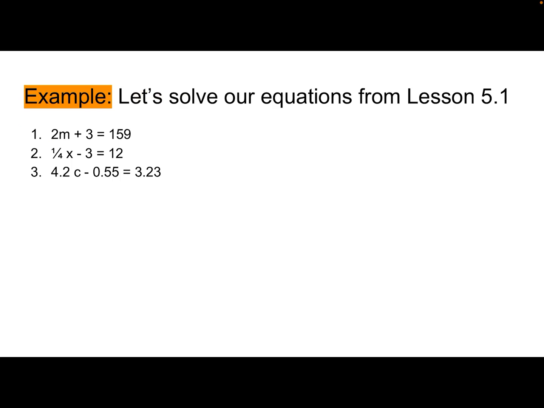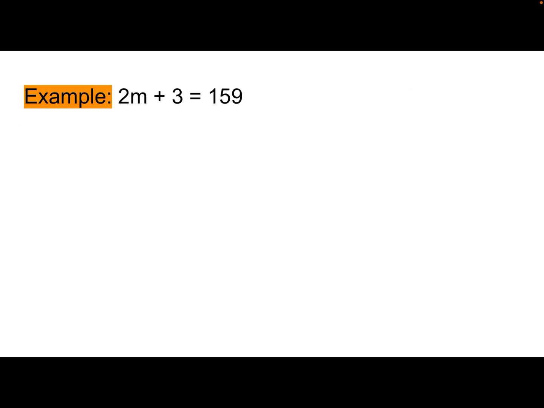So these are equations we got in lesson 5.1. 2m plus 3 is equal to 159. A quarter x minus 3 is equal to 12. And 4.2c minus 0.55 is equal to 3.23. So let's start off with that first one. 2m plus 3 is equal to 159.